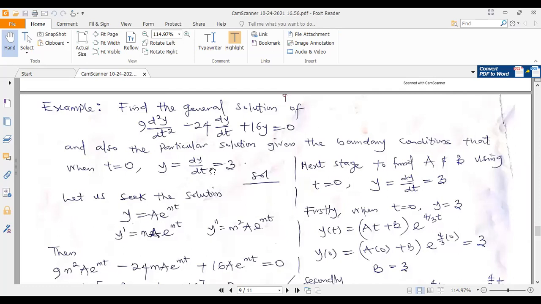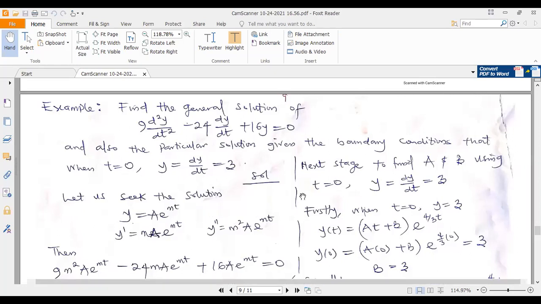Hello, class. Is this an initial value problem or boundary value problem? Boundary value, sir. I disagree with you. You are wrong. Look at it again. Is this an initial value problem or boundary value problem? Initial value, yes, sir. You are given that at t equals 0, y is 3, and at t equals 0, dy/dt is 3. So it is an initial value problem.